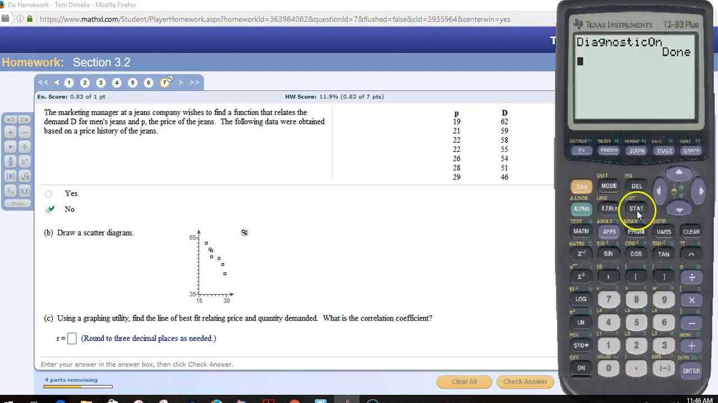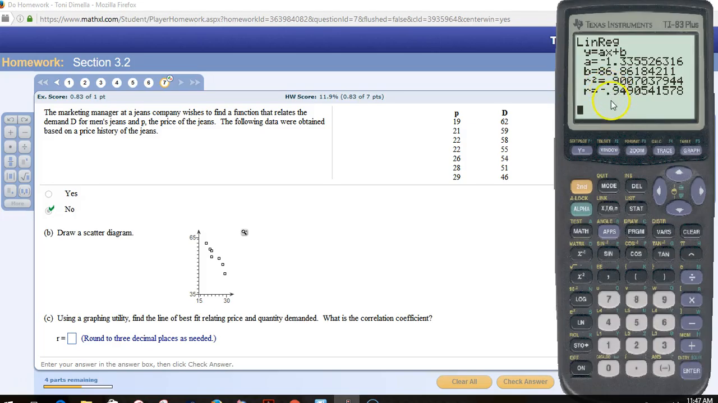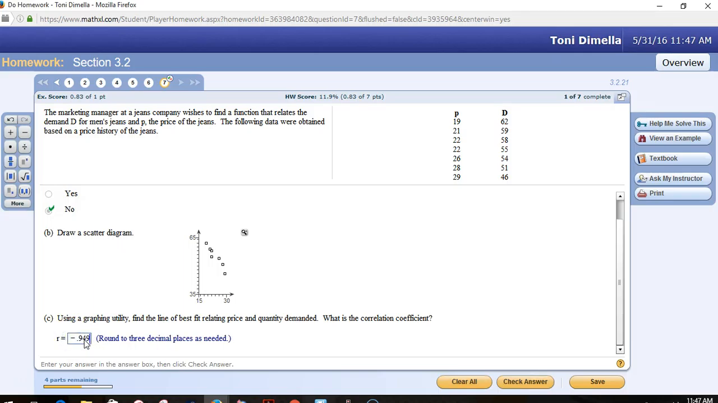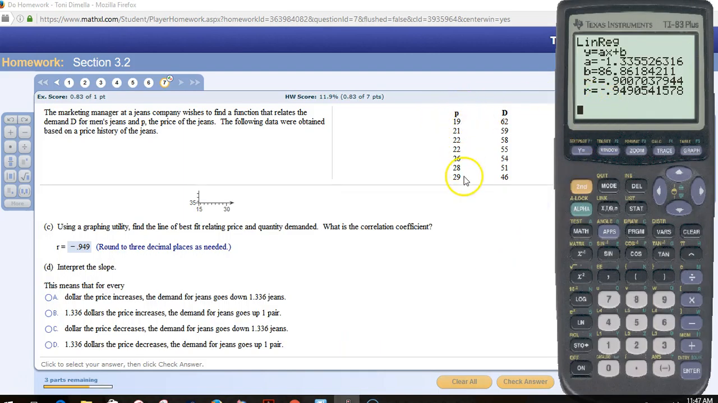But now when I go into stat, over to calc, and down to line reg, which is for me number 4, when you hit enter twice, you'll get R. And my correlation is very high, negative 0.949. What does that mean? It means that as my price increases, my correlation decreases. It means I'm going to have a negative slope and that the line will fit the data very nicely.